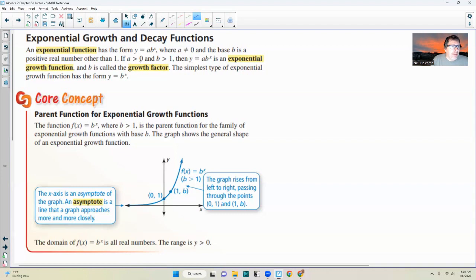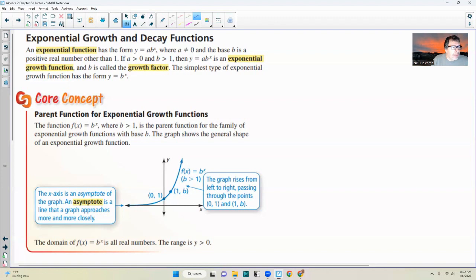So if a is greater than 0 and b is greater than 1, let me give you an example. We'll do it down here. If a is greater than 0 and b is greater than 1, then y equals a times b to the power of x is an exponential growth function, and b is called the growth factor. The simplest type of exponential growth function has the form y equals b to the x. Okay, so that means a would be 1.